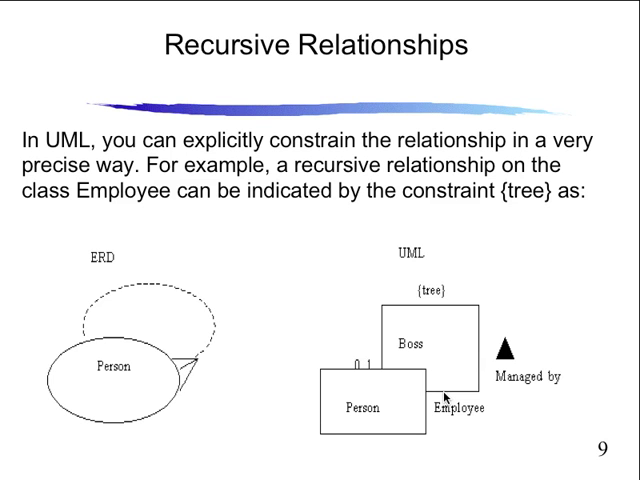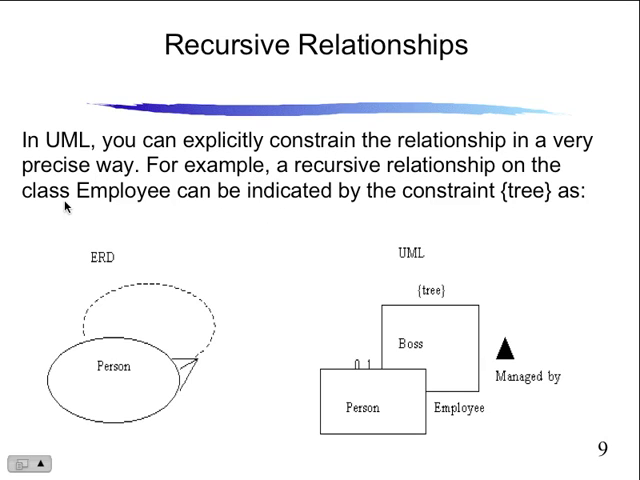Now, recursive relationships are a little different, however, in terms of their representation. You can actually show a true recursive relationship in UML notation that you can't really do very effectively in an entity relationship diagram, because in an entity relationship diagram you're not showing roles or associations, you're just showing relationships. So all you can do is say that a person has a relationship with the person. This could be staff and managers, or employees and managers or whatever. So in UML, you can explicitly constrain the relationship very precisely.